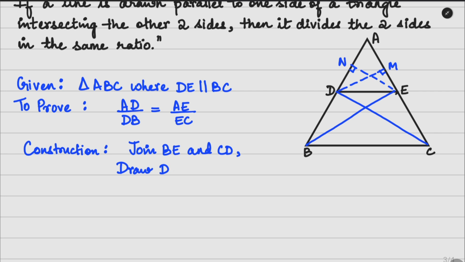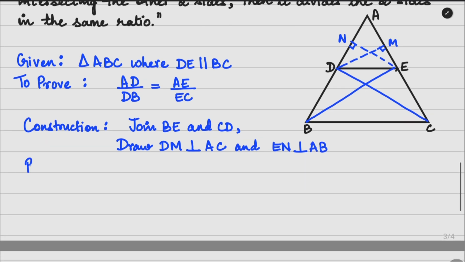So you have to write: draw DM perpendicular to AC and EN perpendicular to AB. Now let us start writing the proof.